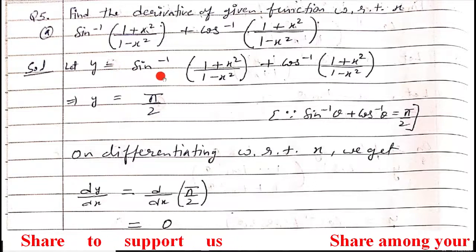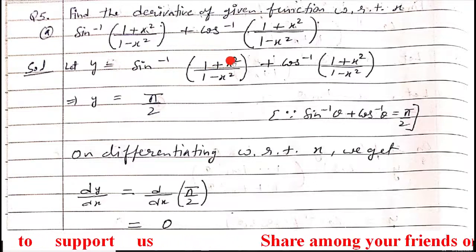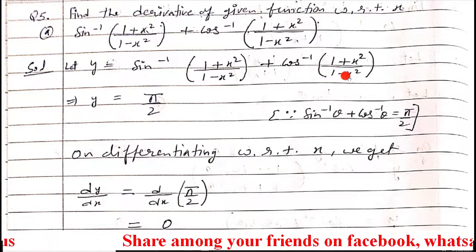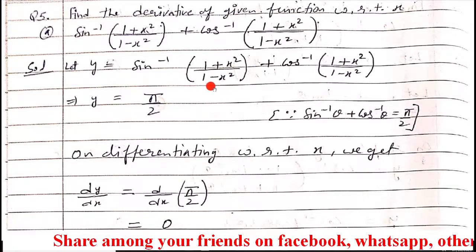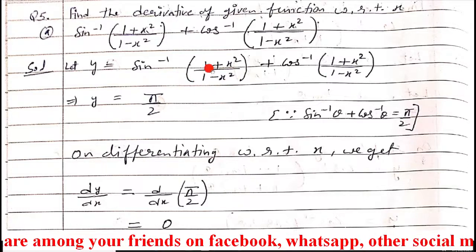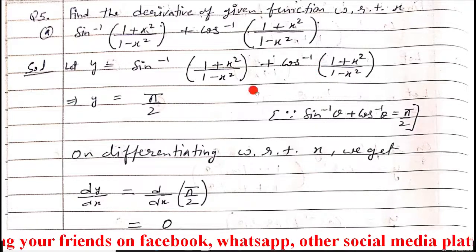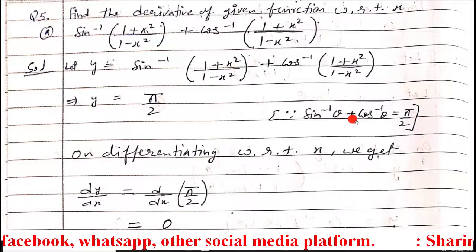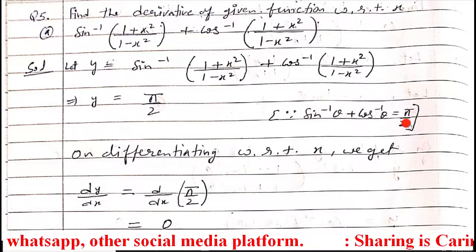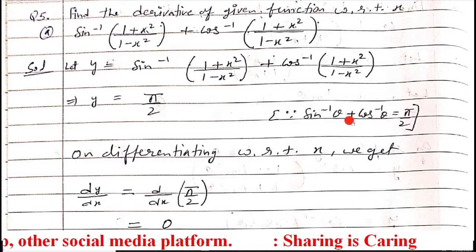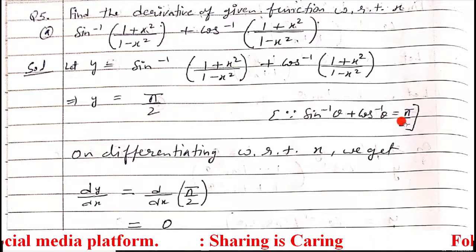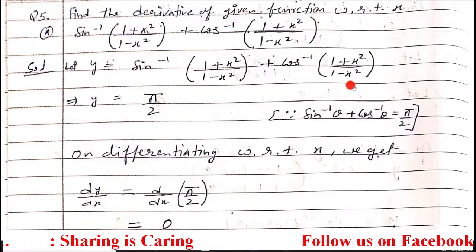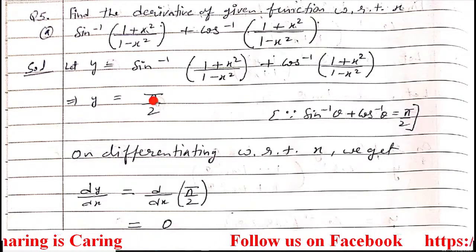So y equal to sin inverse (1 plus x square upon 1 minus x square) plus cos inverse (1 plus x square upon 1 minus x square). Now before differentiating it, if we can reduce it into the simplest form, we should. When we observe it, we find that it is in the form of sin inverse theta plus cos inverse theta equal to pi upon 2. So if the values are same, then it's going to be pi upon 2. That's why the value of this sin inverse plus this cos inverse is going to be only pi upon 2.